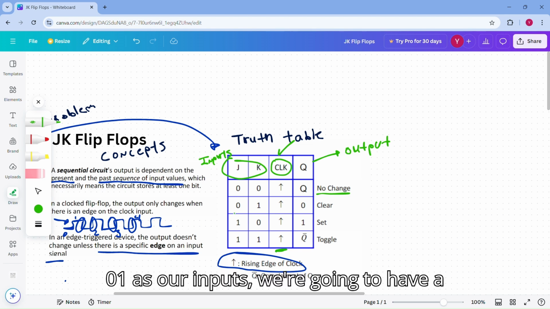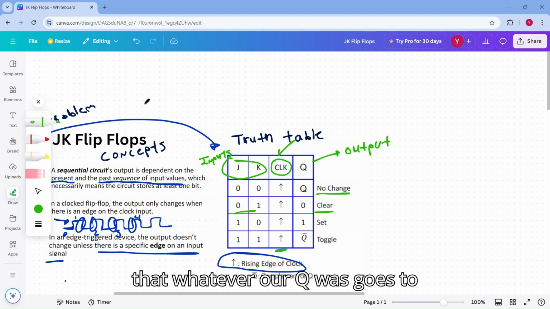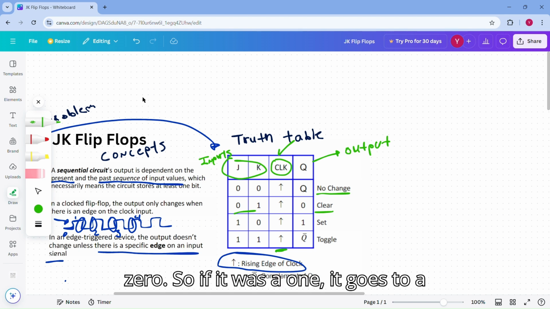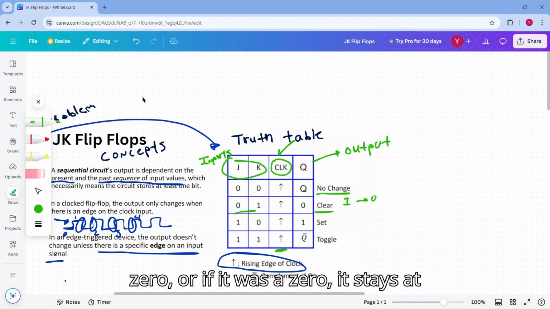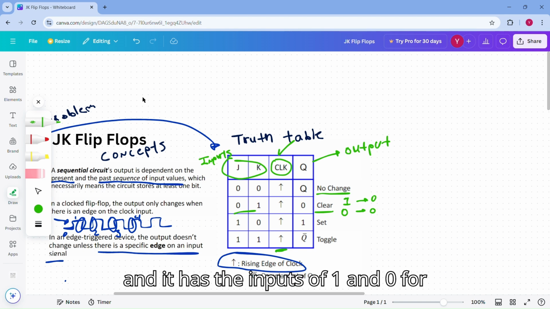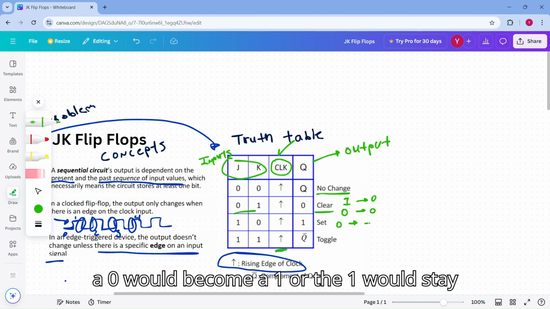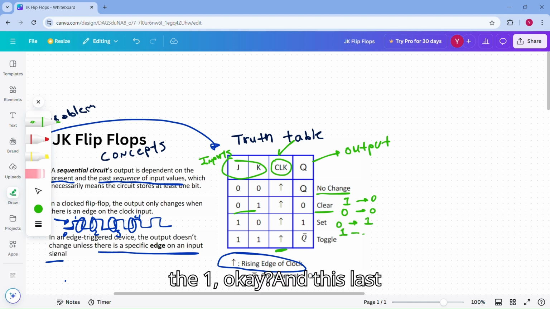So whatever signal it was previously, it's going to stay the same. If we have 0, 1 as our inputs, we're going to have a clear signal being passed, and that means that whatever our Q was goes to 0. So if it was a 1, it goes to a 0, or if it was a 0, it stays at 0. Set is the opposite of that case, and it has the inputs of 1 and 0 for J and K. And so there, a 0 would become a 1, or the 1 would stay the 1, okay?